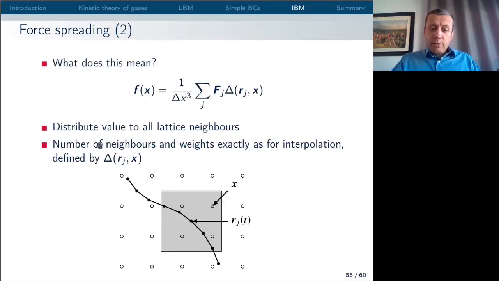Now, the interpolation stencil you use for the velocity interpolation is exactly the same stencil you use for the force spreading, which means each fluid node will be affected by all boundary nodes that are somewhat in range. Okay.